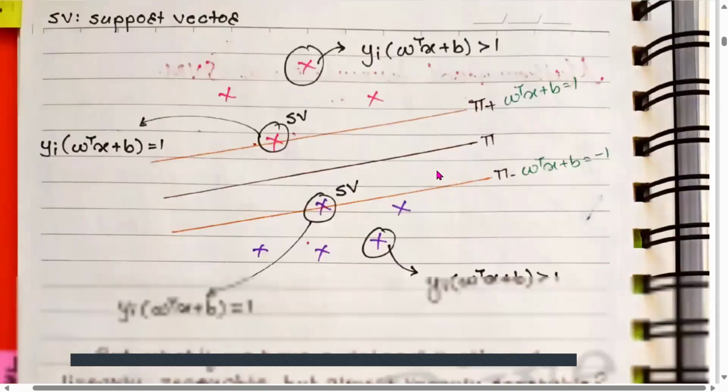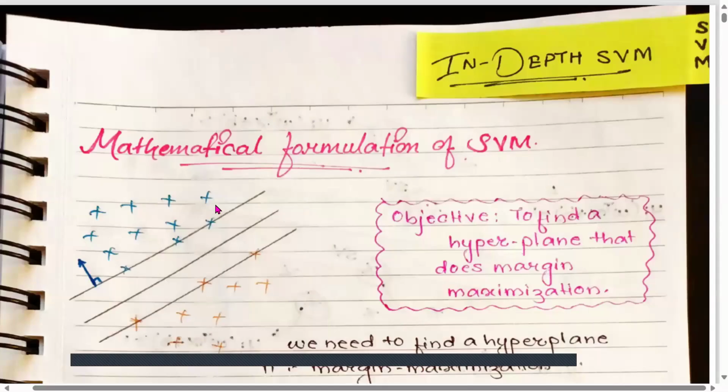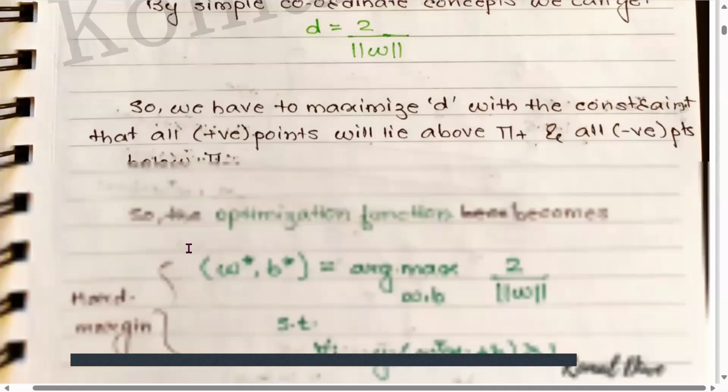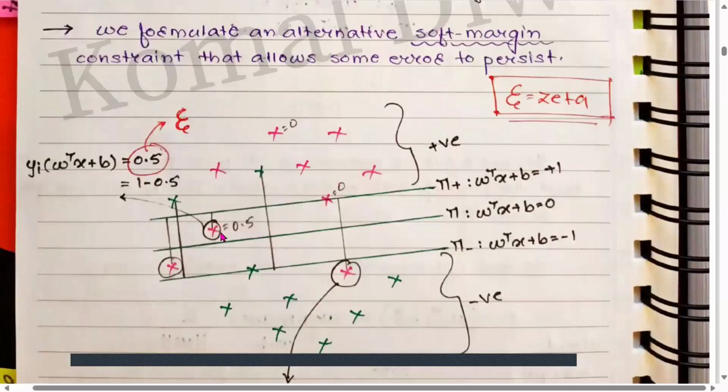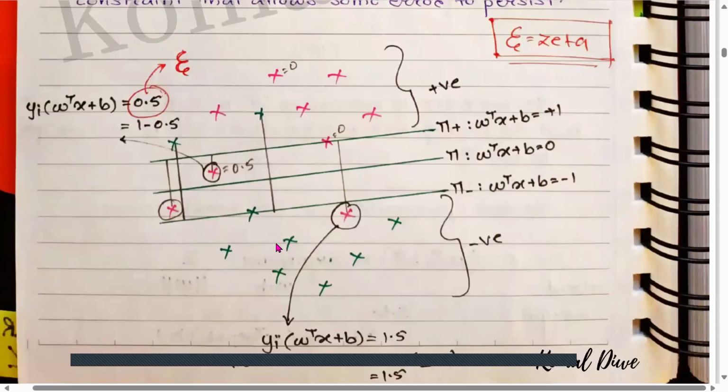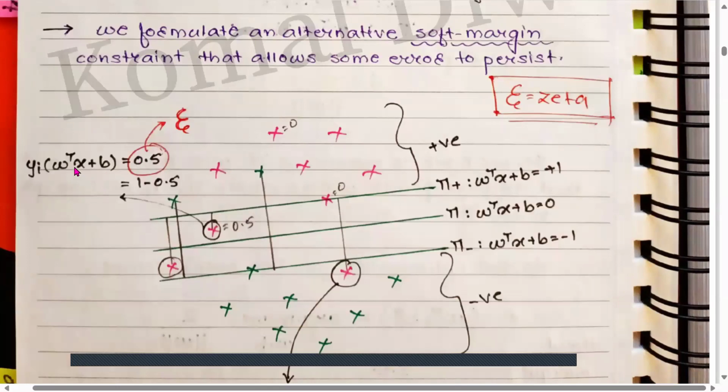According to this diagram, some points of this side enter this region, and some points of this side enter the other region. It means overlapping is there. Some points of this side reach the other side, and some points of the other side reach this side. So this is to remember.